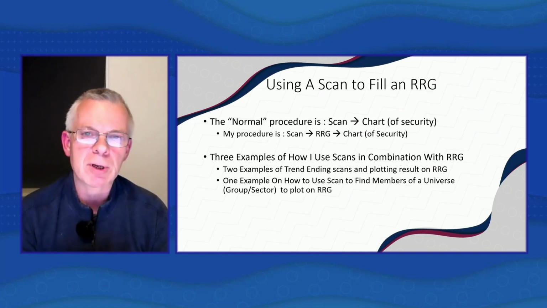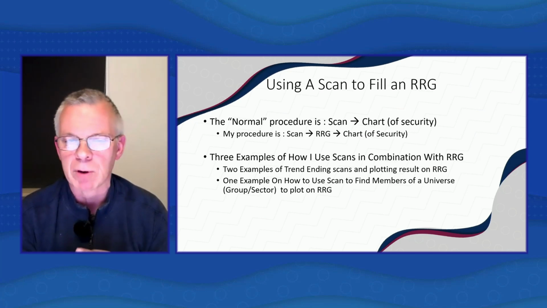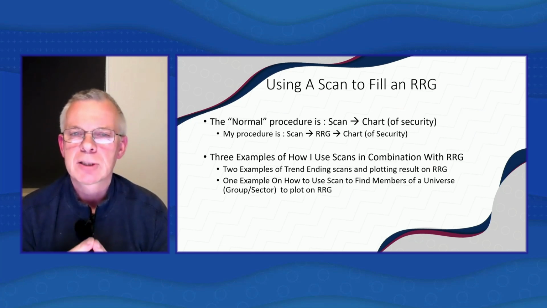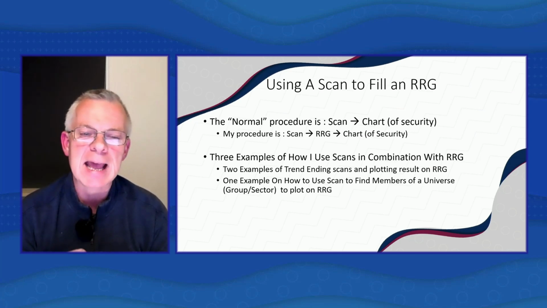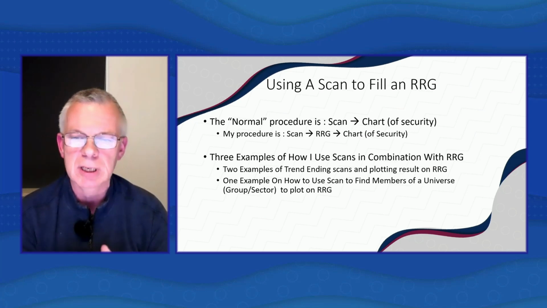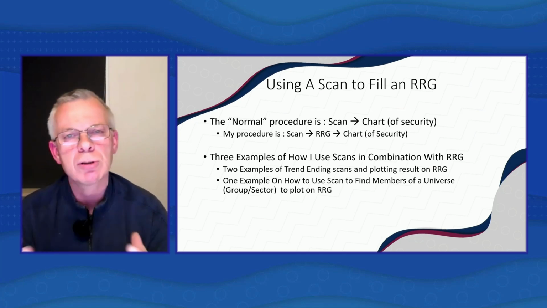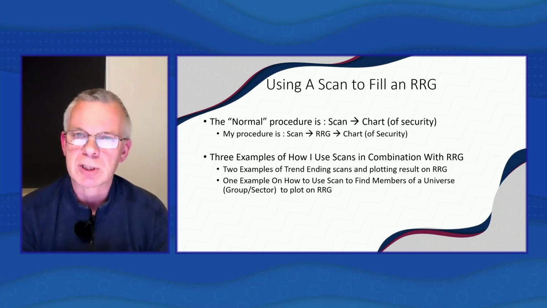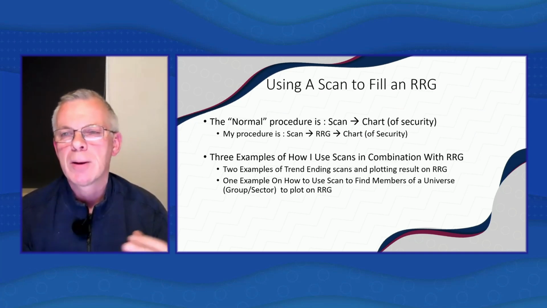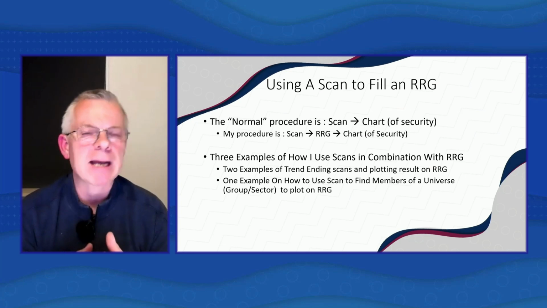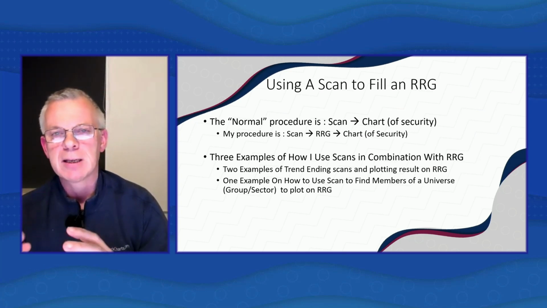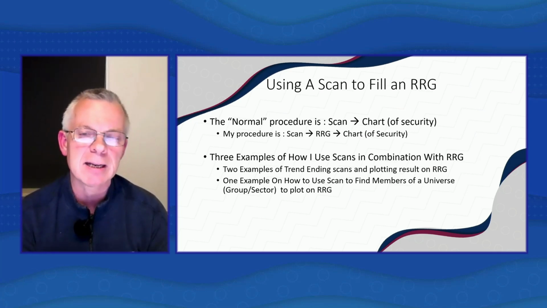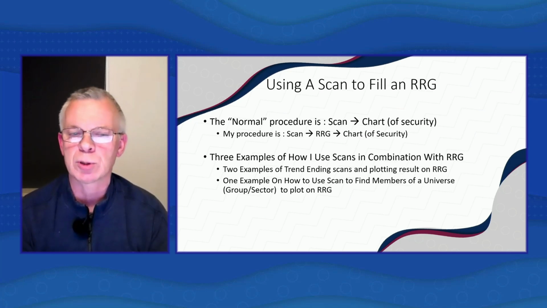Now, I'm going to go over 3 examples on how I use scans in combination with RRG. 2 examples are scans that are looking for trend ending, trend reversing signals and plotting the result on an RRG. Because as you know, RRG is really a relative trend following visualization. And what I like to do is to marry the trend ending characteristics of my scan with the trend following characteristics of RRG and see if I can find things that align and give me early entry opportunities.